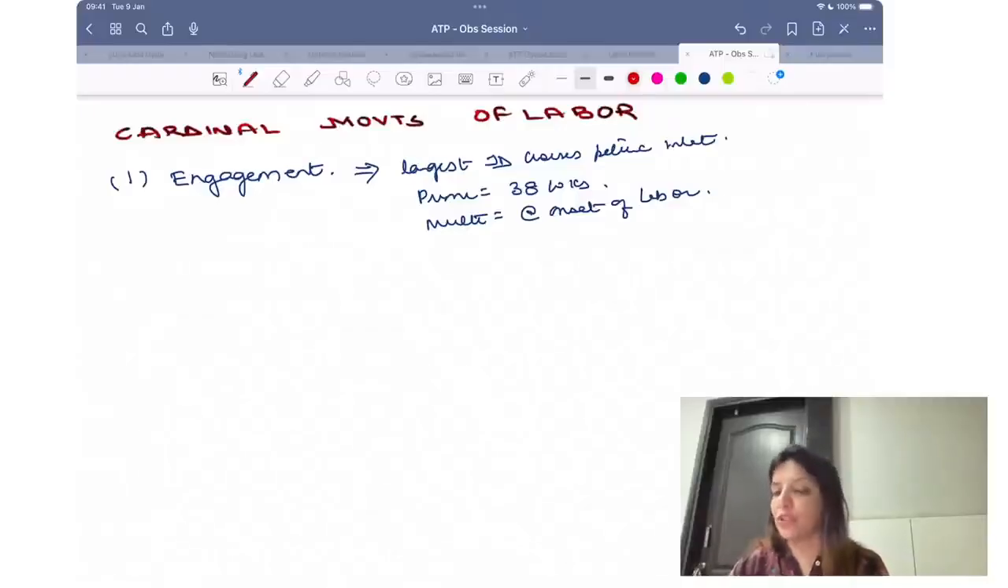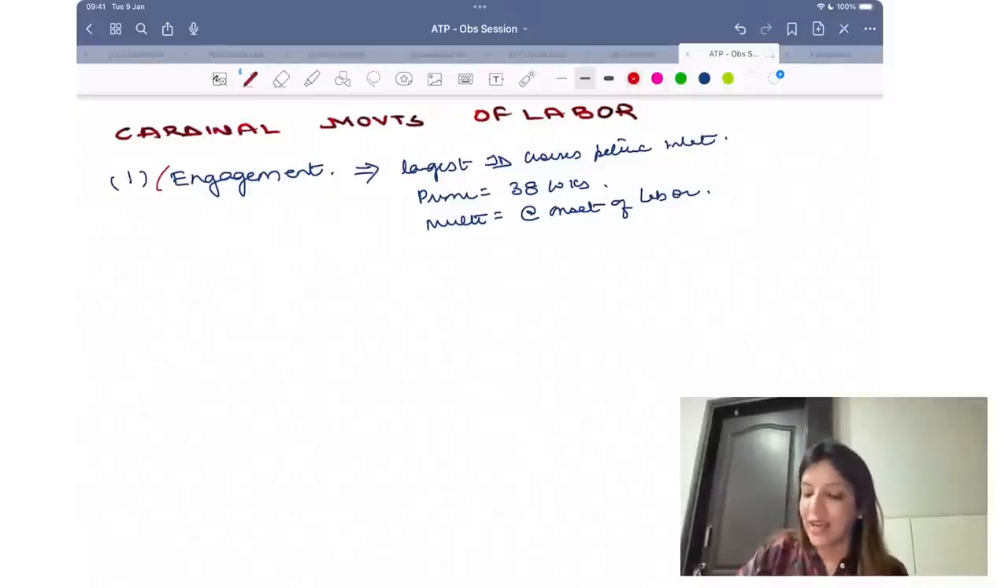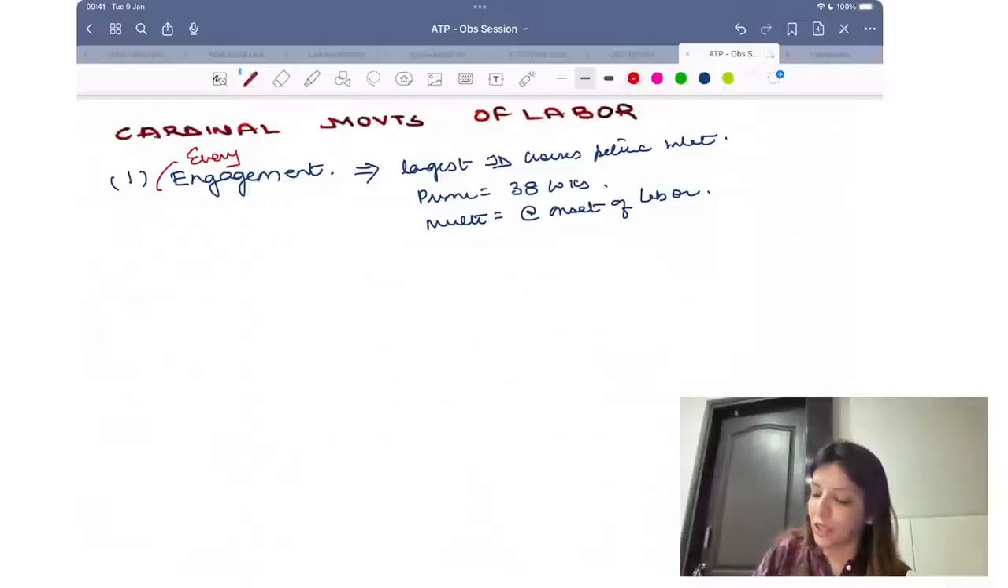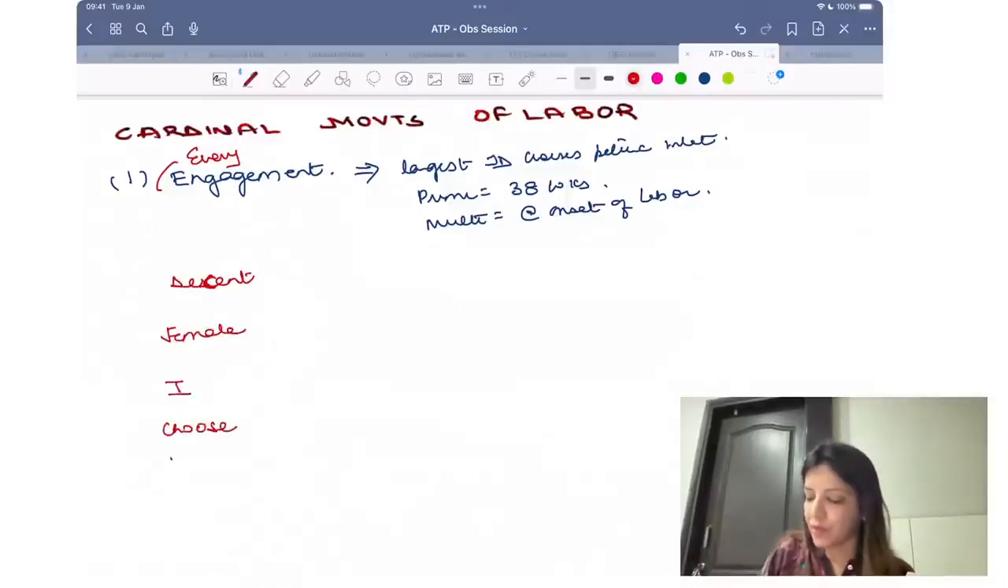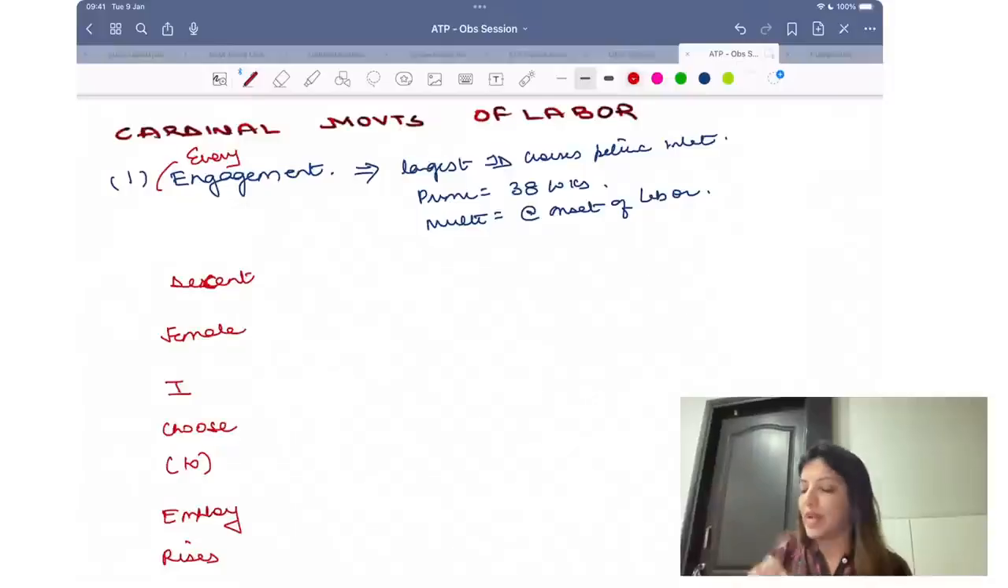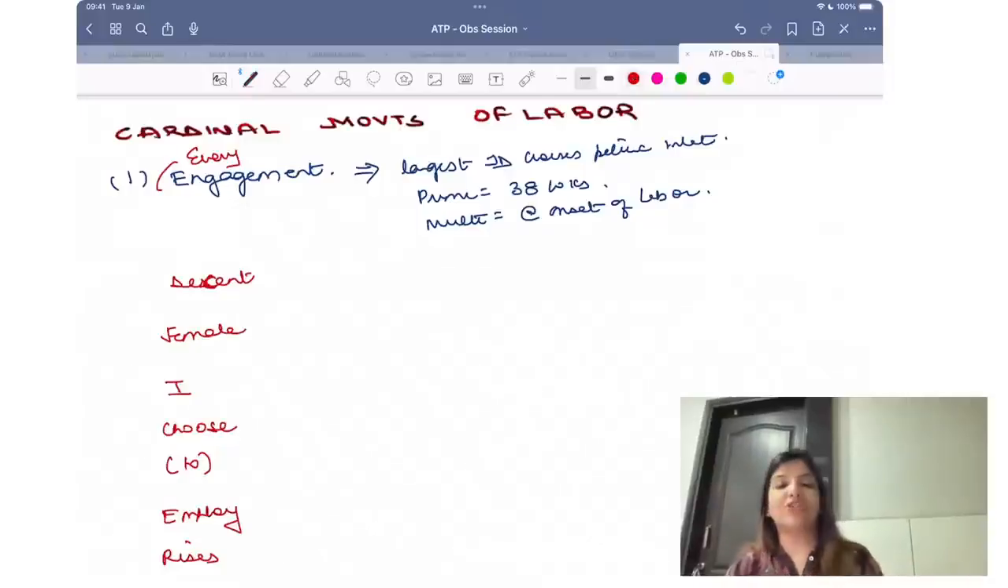If you find it useful, I can tell you the mnemonic also. Every decent female I choose to employ rises extremely. That is the mnemonic which I have given in One Touch and in my books. Otherwise, I also explain the movements.